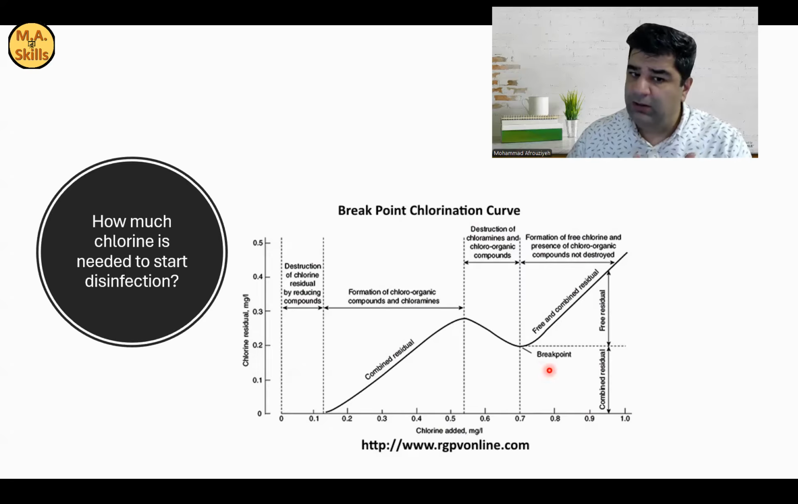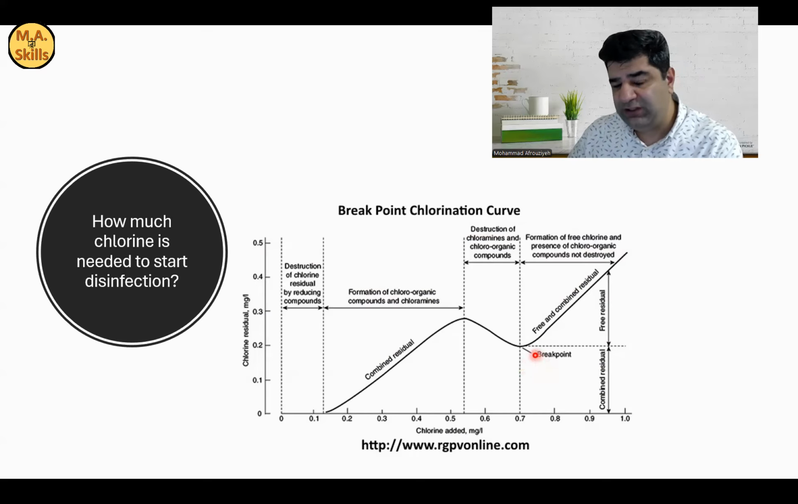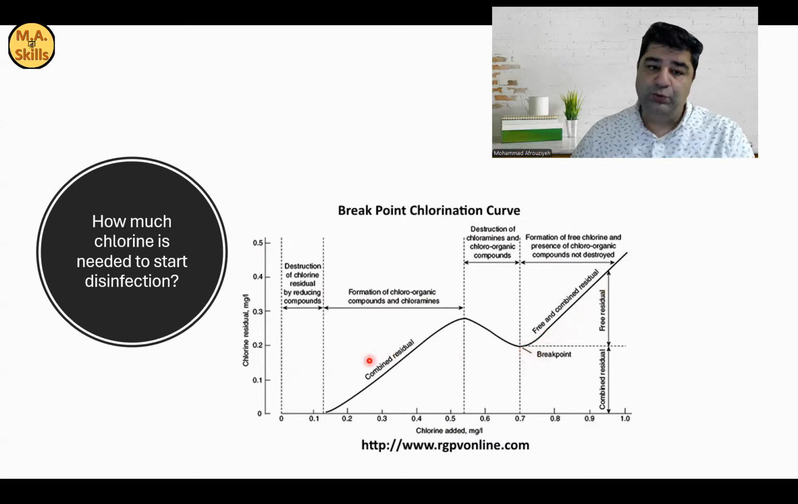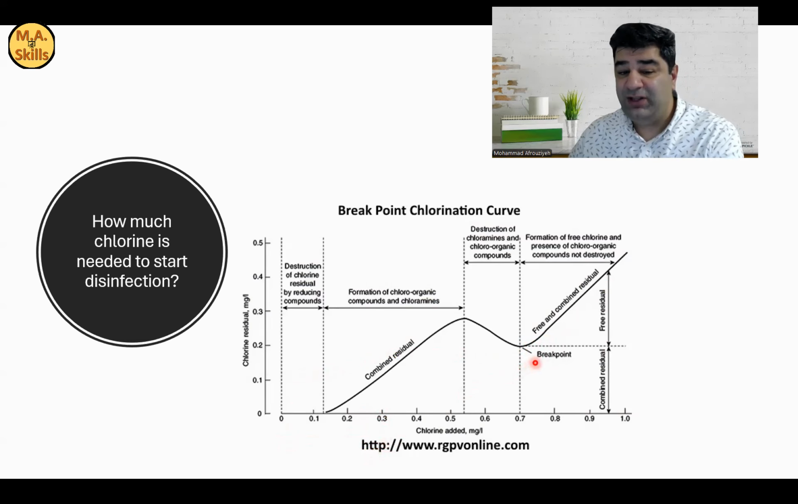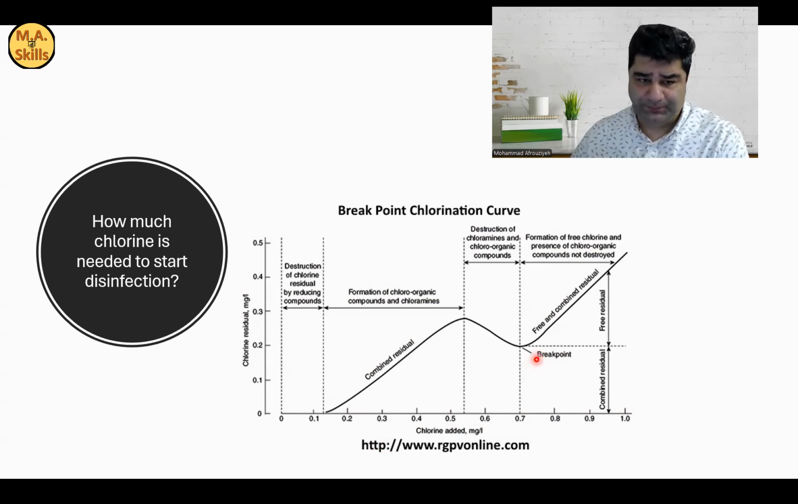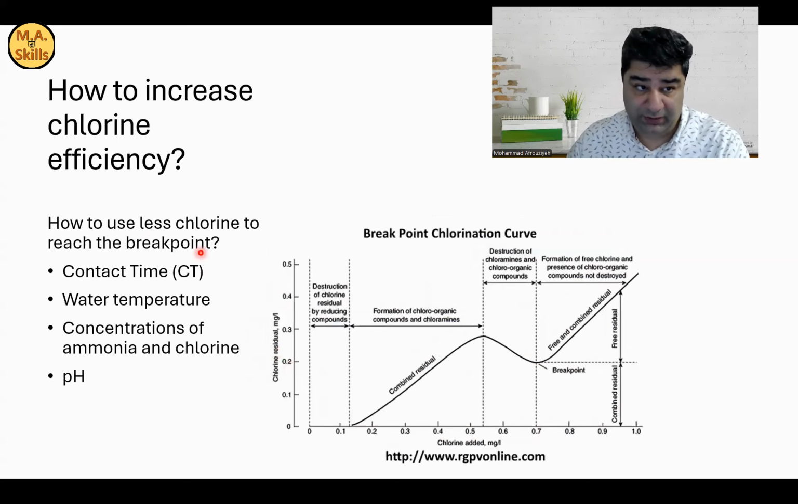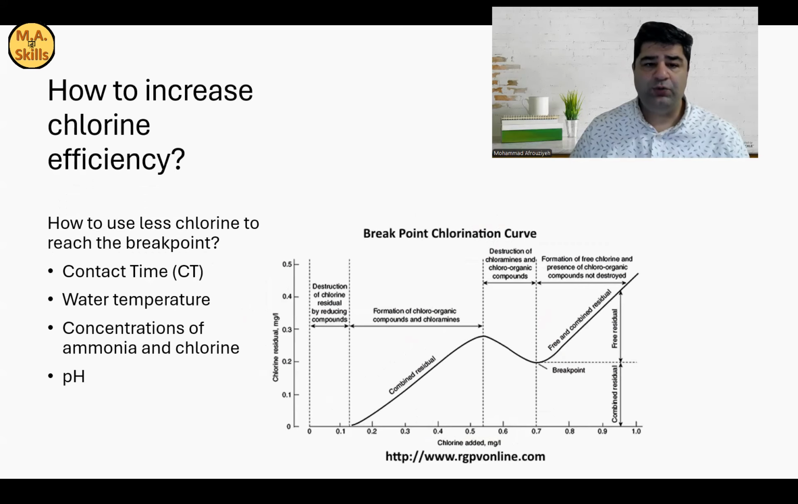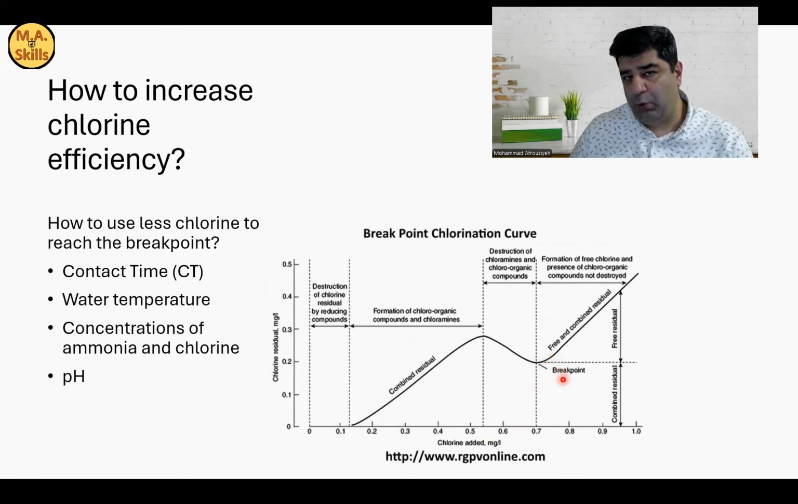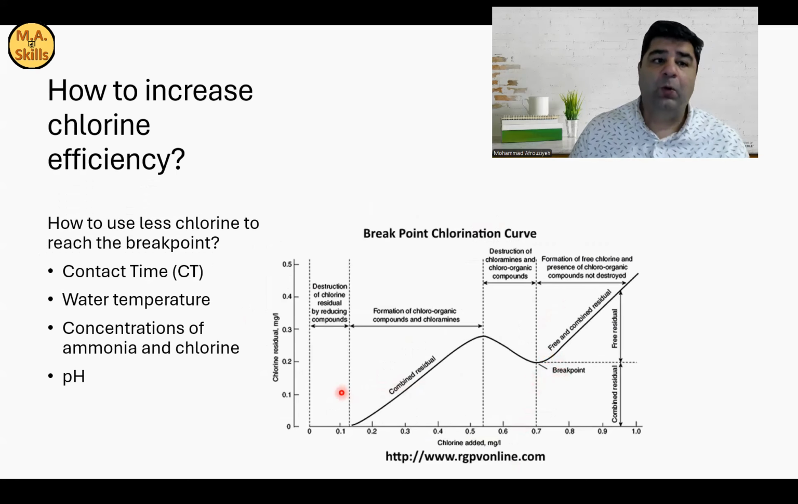So now it makes sense to shift the curve to the left side. It means that by adding less chlorine, we should reach the breakpoint earlier, faster, and by that we are using the chlorine more efficiently, right? So how should we do that? The question is, how should we really shift the breakpoint to the left side, or increase chlorine efficiency?